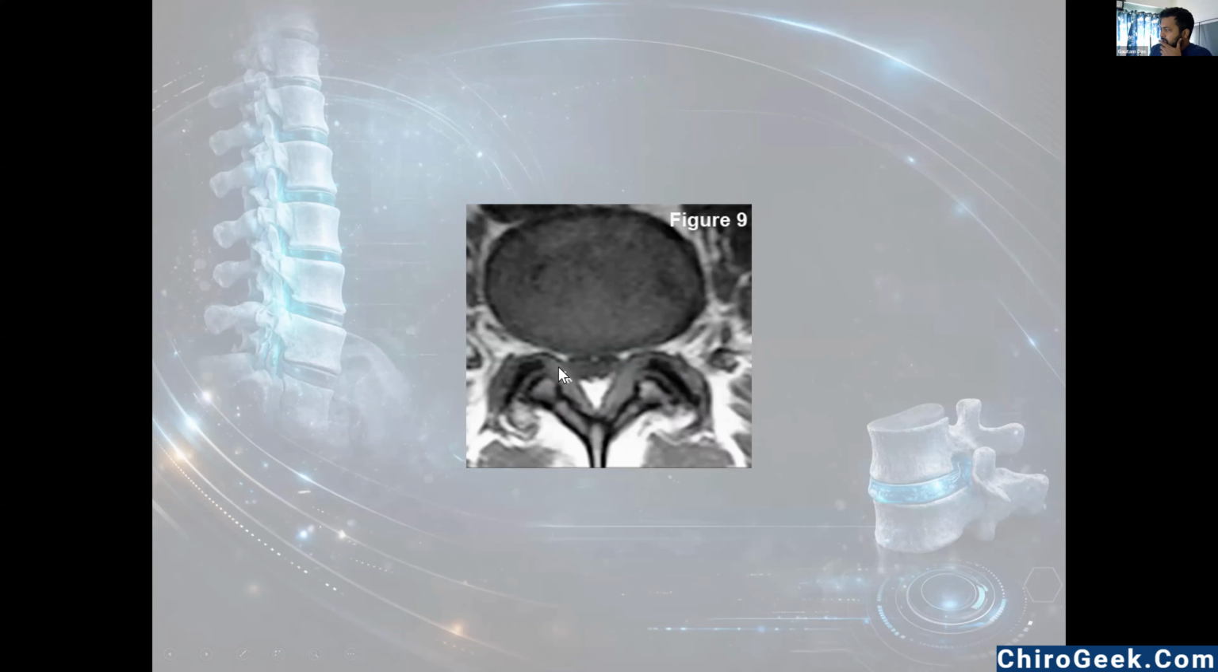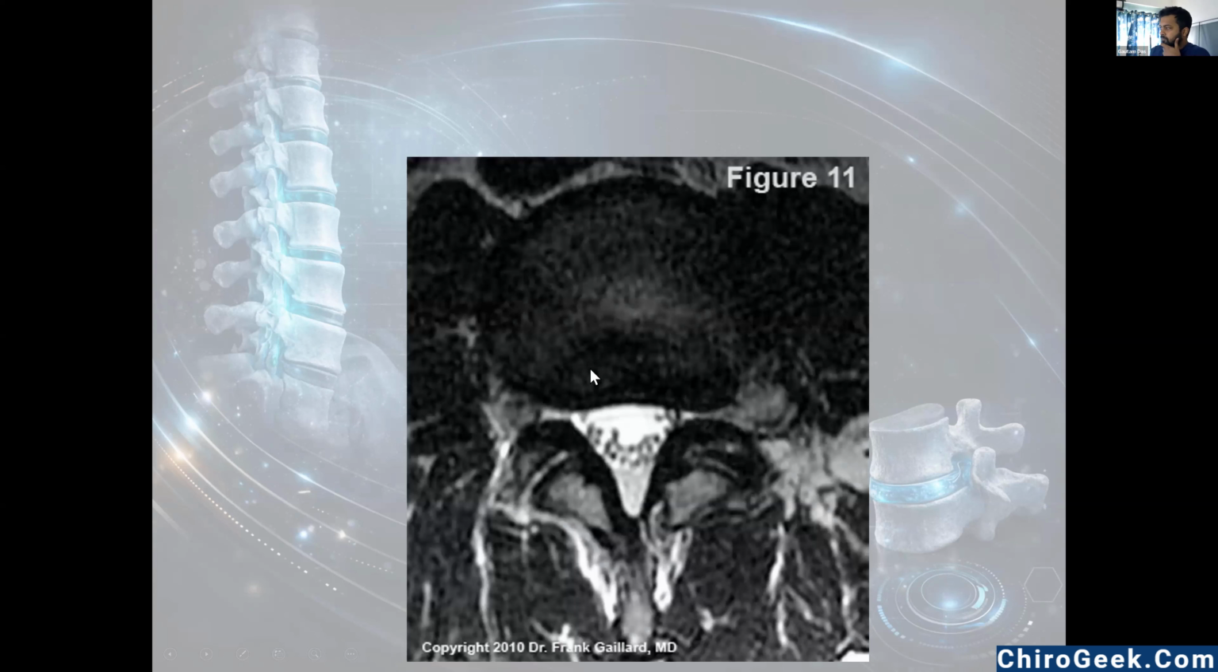And here you can see the MRI where the ligamentum flavum is thickened. Here the ligamentum flavum is also thickened and the disc is also bulging out. It is compressing the canal. So this is the reason for the canal stenosis.